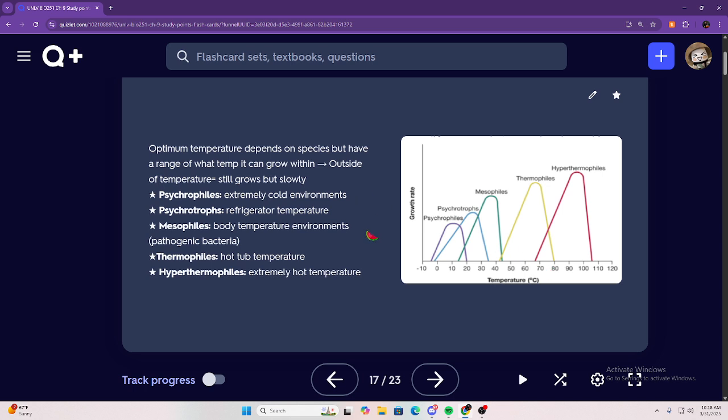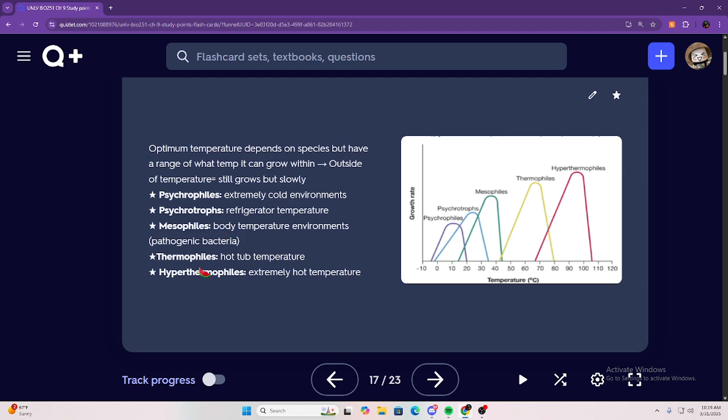So a psychrophile, I think of psychos love the cold. Psychrophiles live in extremely cold environments, like the Arctic tundra. They can survive in those climates. And then psychrotrophs, they prefer refrigerator temperature. They will grow within food stored in a refrigerator. That's why they're important to know.